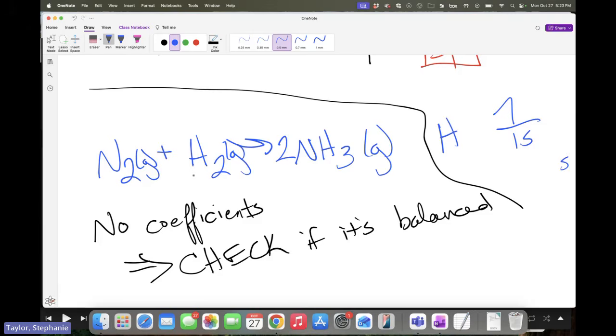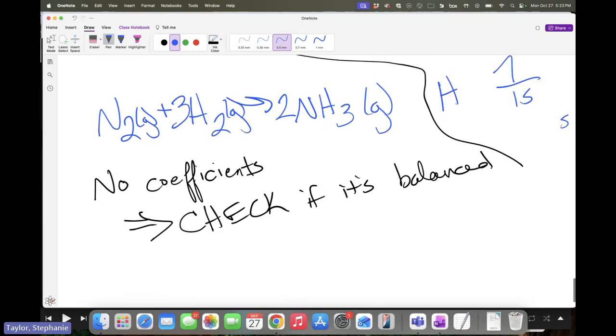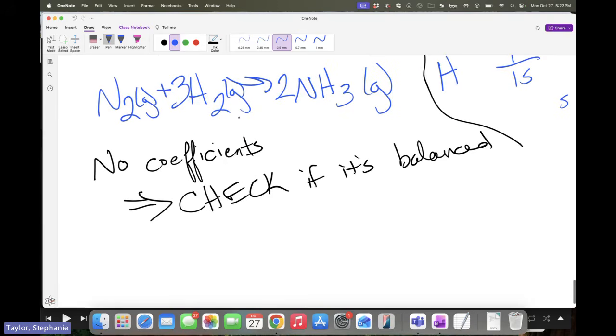Now my hydrogens, I've got 2 on one side and 6 on the other. So I need to put a 3 in there. Now my reaction's balanced. So if this reaction is what you saw, if there are coefficients, then you can trust that we balanced it properly.